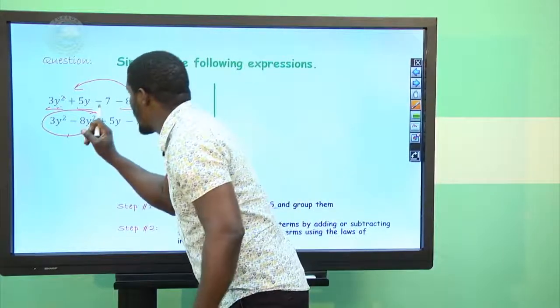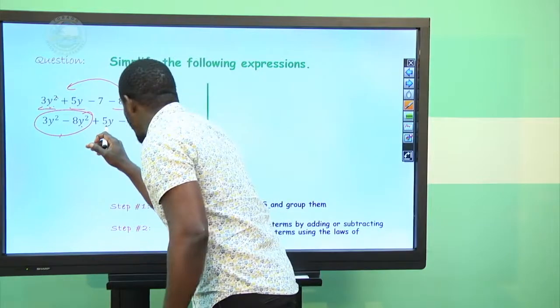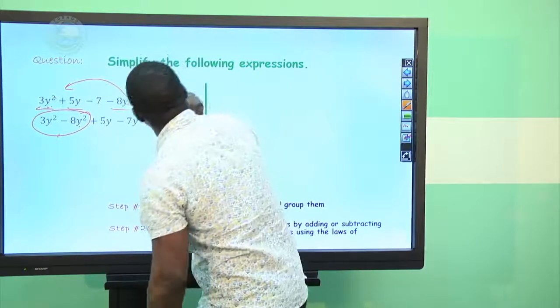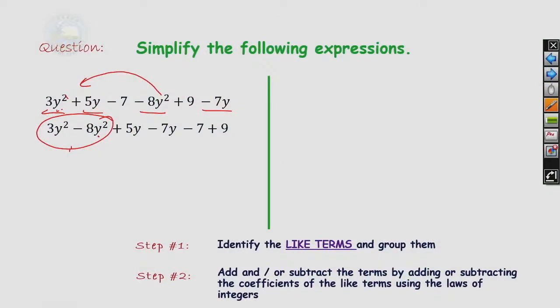So it's 3y squared minus 8y squared plus, I'm moving that down, 5y. I'm now moving the 7y to bring it closer to the 5y. The 7y is negative. Signs are very important in mathematics. So it's plus 5y minus 7y. I'm moving the 7 down some more. Again, when you're moving them, you move them with their signs. So it's going to be negative 7, and then the plus 9 comes to the end.